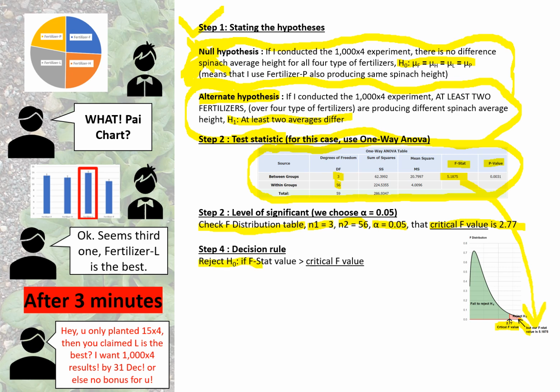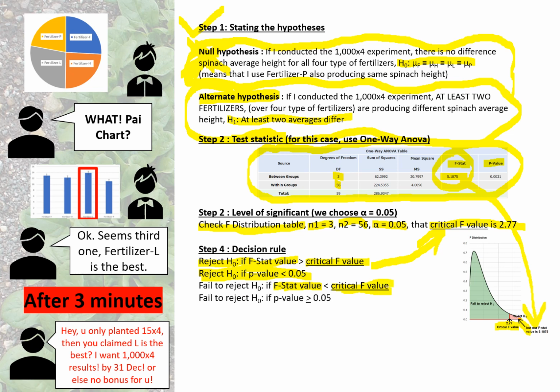Reject the null hypothesis if the F statistic value, where is the F statistic value? Here. Is greater than the critical F value. Where's the critical F value? Here. We can also write the same thing, bringing the same meaning: we reject the null hypothesis if the p-value is smaller than 0.05. It's the same. Next one, we fail to reject the null hypothesis if the F statistic value which we obtain is smaller than the critical F value. The same thing, we write it in the probability value: if the p-value is greater than or equal to 0.05.